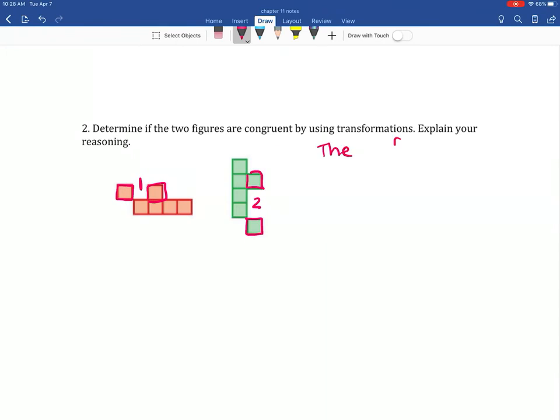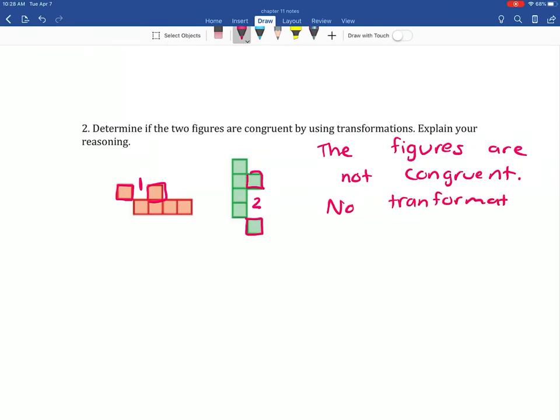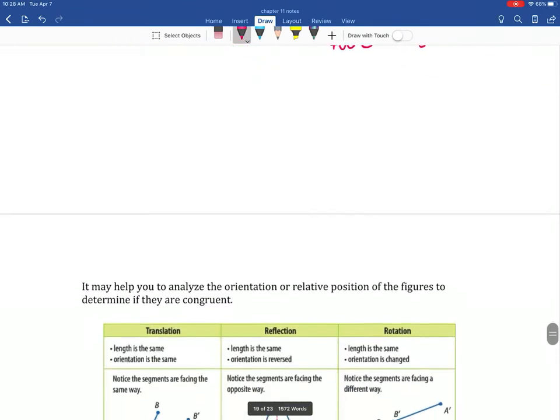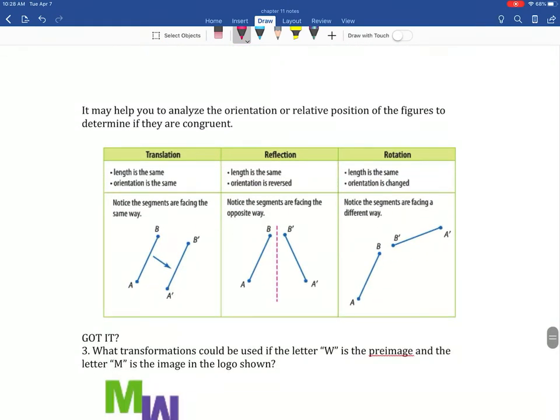I would say the figures are not congruent. I can say no transformations will match the two figures exactly. It may help you to analyze the orientation or the relative position of the figures to determine if they're congruent.